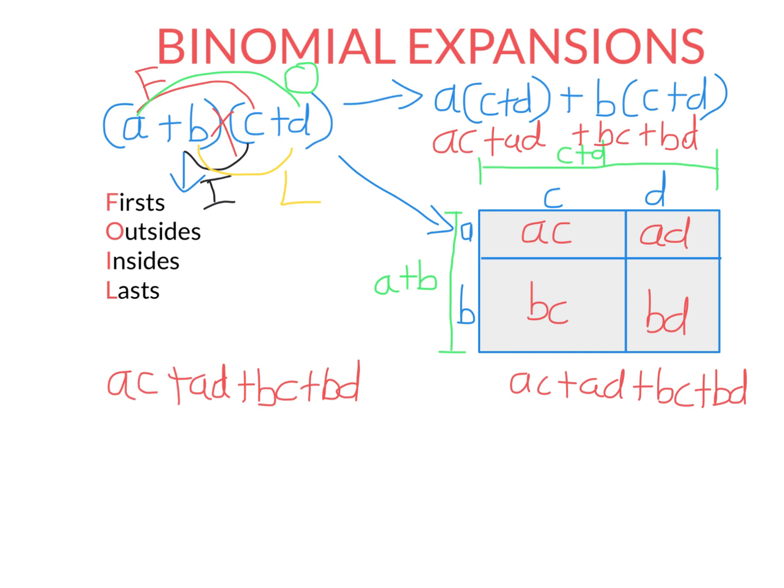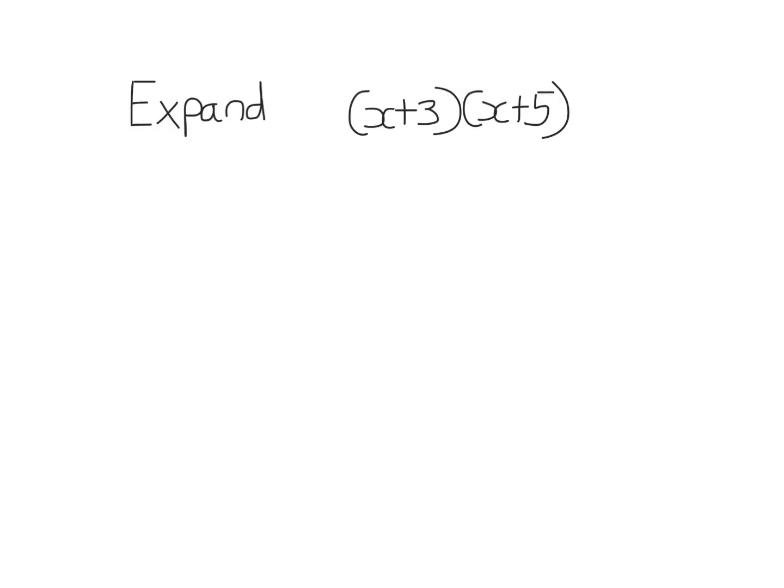So I'll show you these three methods now on another example involving x's. So we're going to expand x plus 3 times x plus 5. We're going to get a quadratic that has an x squared term. So method 1 we can use is FOIL. So remember, you multiply the thing that occurs first in each bracket, the thing on the outside, insides, and then finally the thing last. So firsts, the thing that occurs first in each bracket, x times x is x squared.